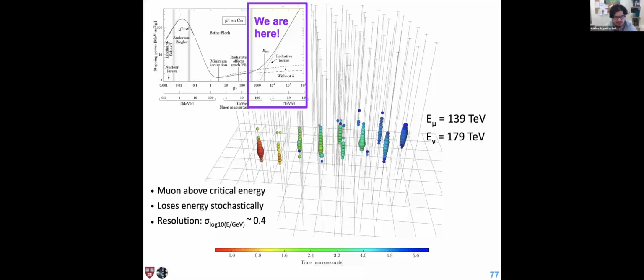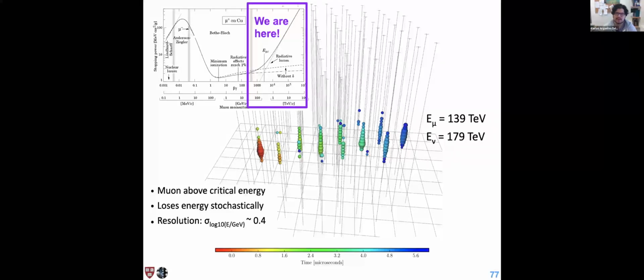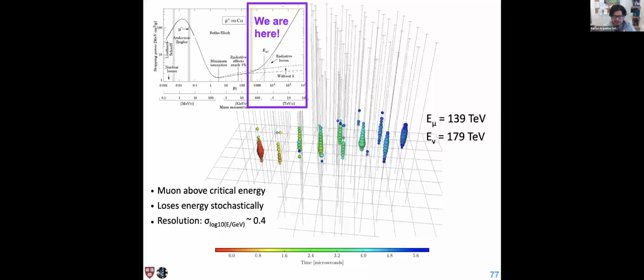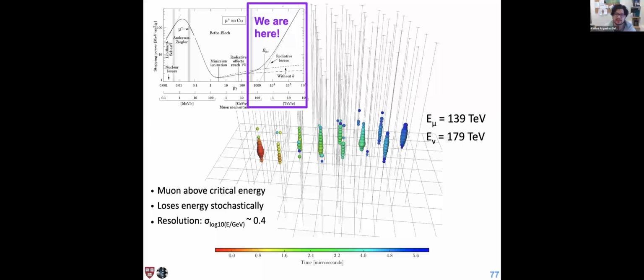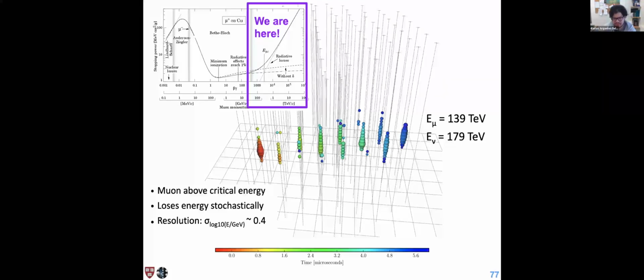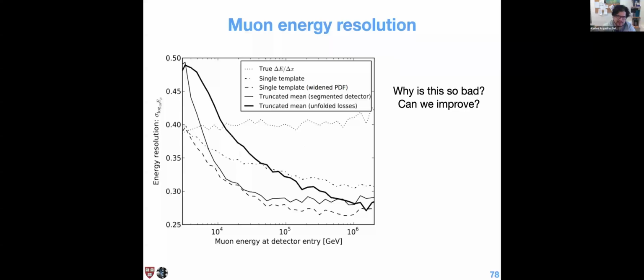So what you can do is look at the energy losses along the track. Here, this is one of these high energy muons, and you try to estimate the rate of energy loss, and from that you can estimate the muon energy. So this is how these estimations currently are right now.